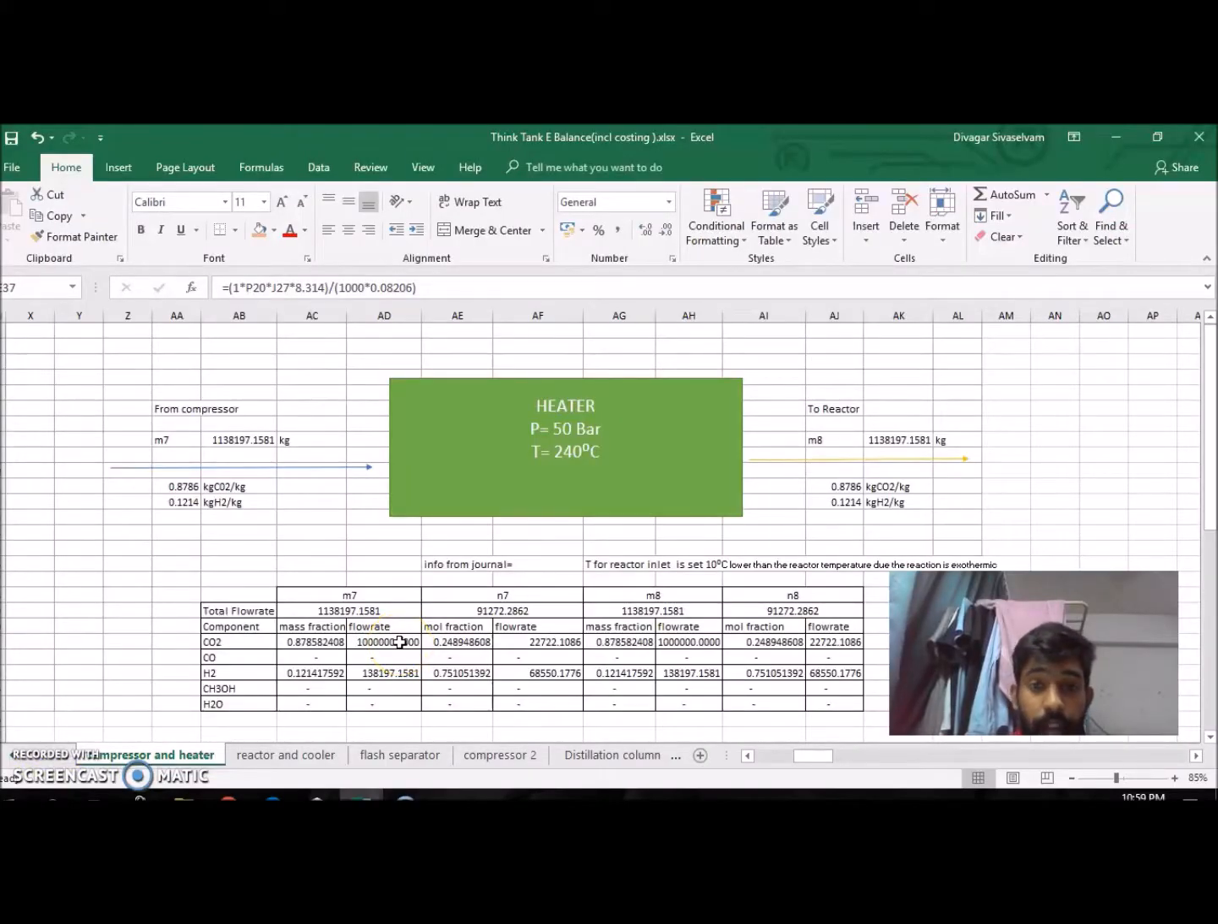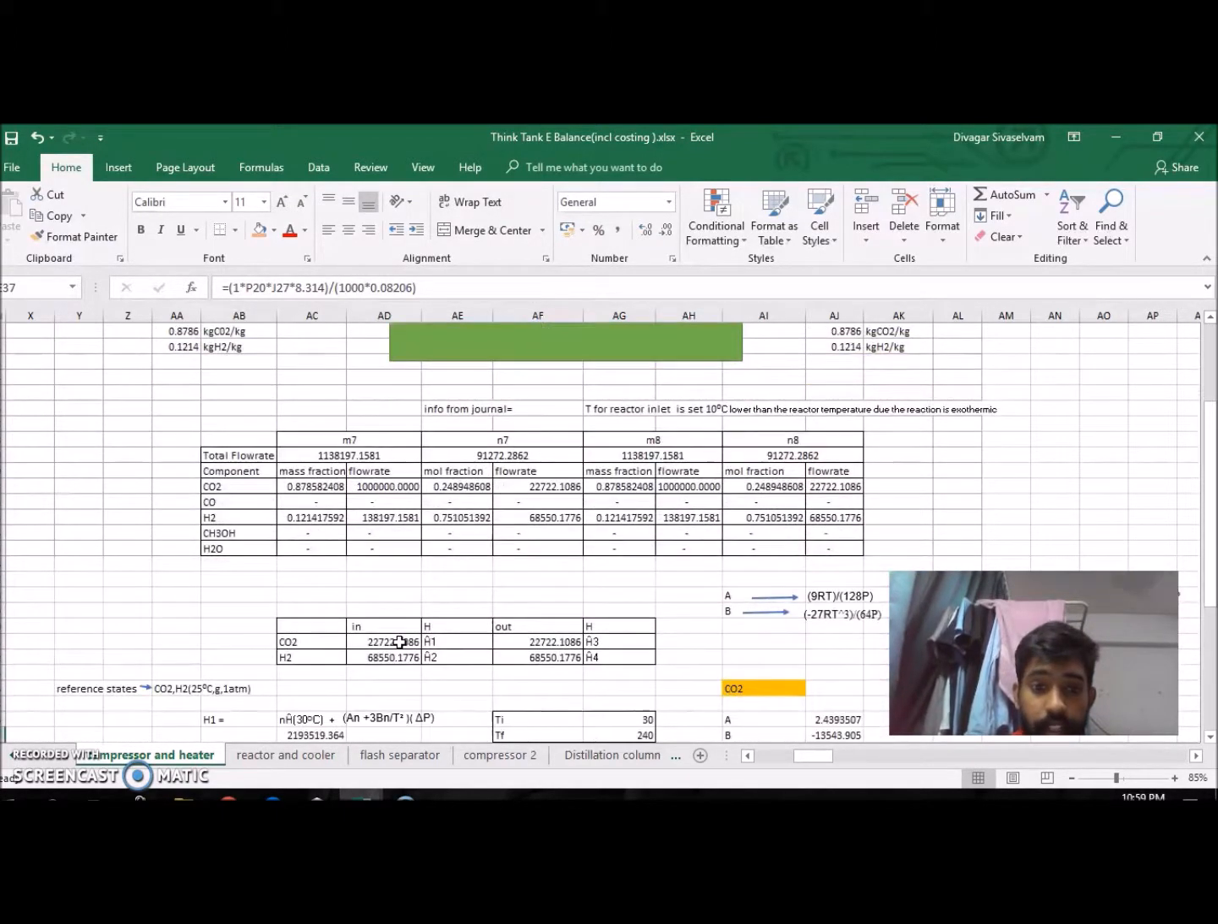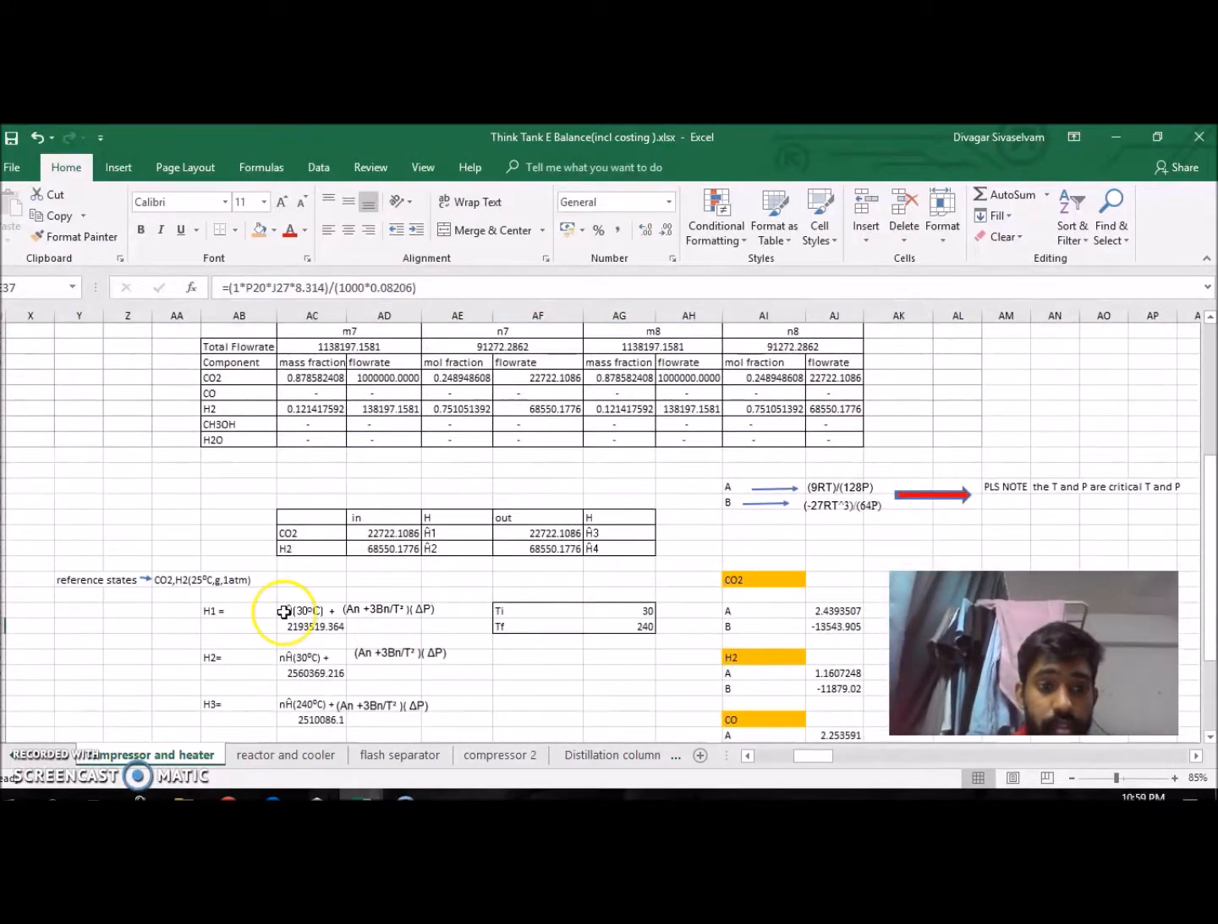Moving on to the next unit, which is the heater. The heater functions to heat the reactants, which are carbon dioxide and hydrogen, to 240 degrees. For the heater energy balance calculations, we have used CO2 and H2 as reference states, and some of the values can be calculated from table V.8. But for the change in pressure at a constant temperature, we have to use this equation, which was given by our friend from our class and was approved by the lecturer.